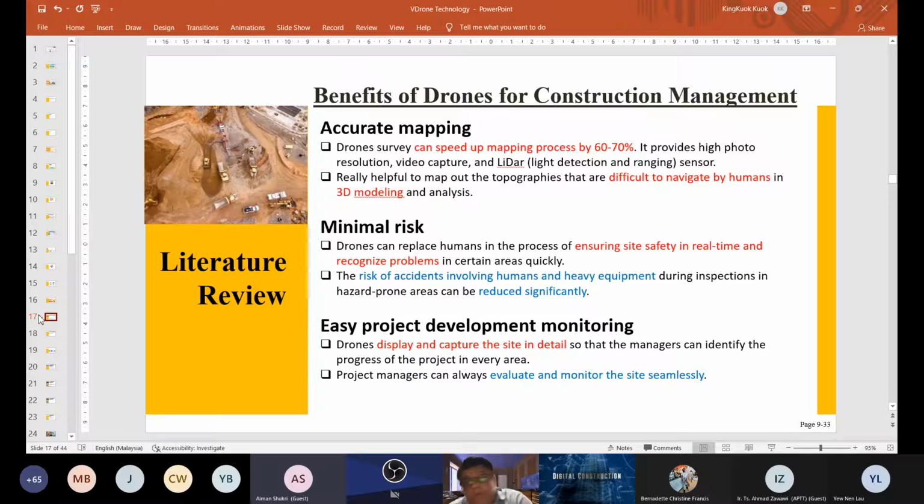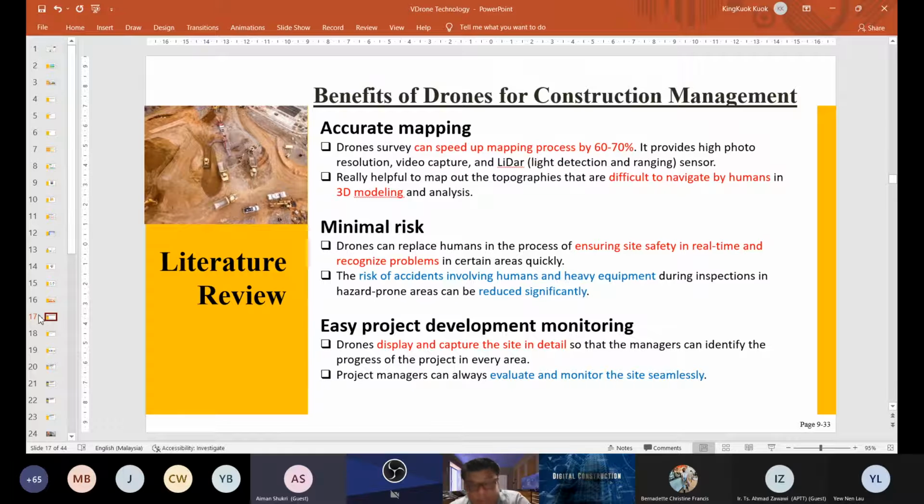If you use the drone, we are controlling it, taking the pictures, and monitoring from the ground. We are not going to climb to hard or difficult access points or dangerous points just to take pictures. It will ensure safety in real time and help recognize problems and risks, since we control the drone to capture the pictures and record the video, and the risk of accidents of us falling down from the site will be reduced significantly.